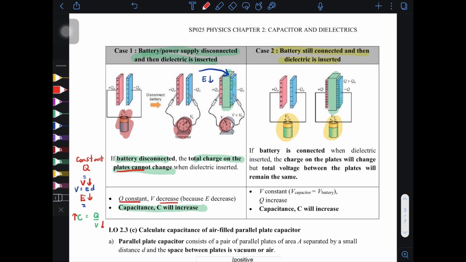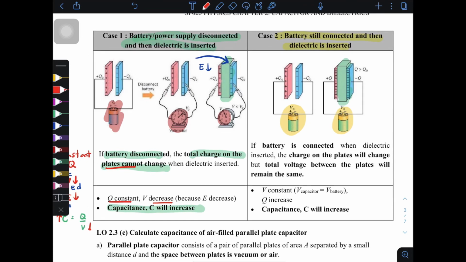So Q akan berubah, constant voltage, sebab voltage yang kita bagi ni tak berubah, constant voltage. Q will change. Okay, the charge on the plates will change, but total voltage between the plates will remain the same. Kenapa total voltage ataupun constant V? Sebab kita tak buang bateri.